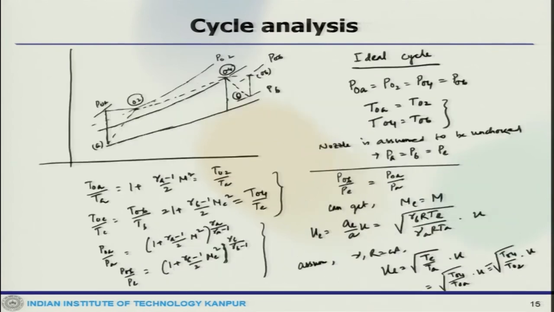Now, in the real cycle, things will deviate, because there would be losses in the intake and the nozzle which we need to take into account.